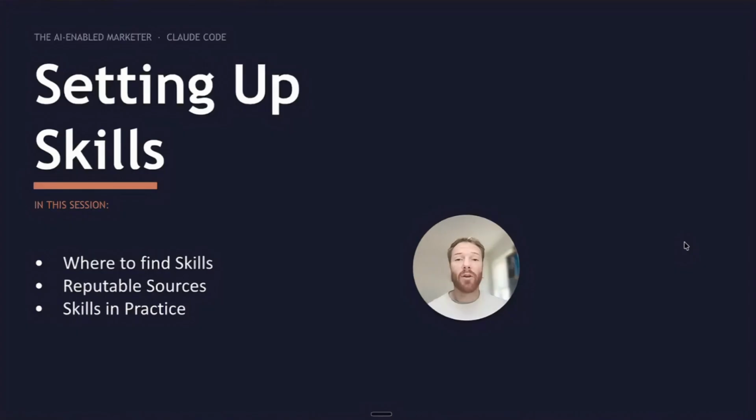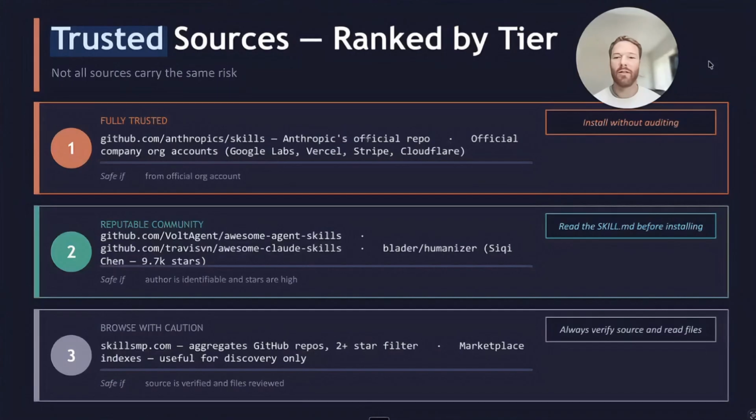In this video, I'm going to show you where to find skills from reputable third parties. I'm going to show you also how to determine whether a skill comes from a reputable source or not. And finally, we're going to get into a couple of builds where I'm going to show you what the output looks like when you don't use a skill versus when you do use a skill, so you can really see how effective they are. When it comes to finding sources of skills, you can think of it in 3 tiers.